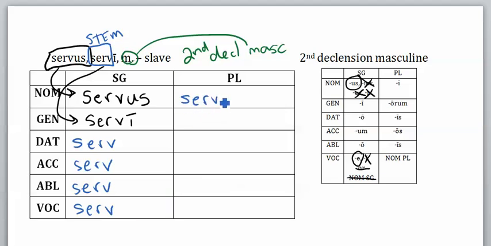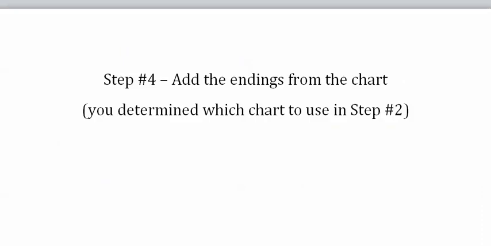This does not follow the general rule about the vocative, where your vocative form always looks like the nominative up above it at the top. It's an exception, and it has its own unique ending. Okay, now I have my stem in every other box. I can move on to step 4. Step number 4, in which we add the endings from the chart we're using, figured out in step number 2, to any leftover stems on our chart for servus. Let's go do that.